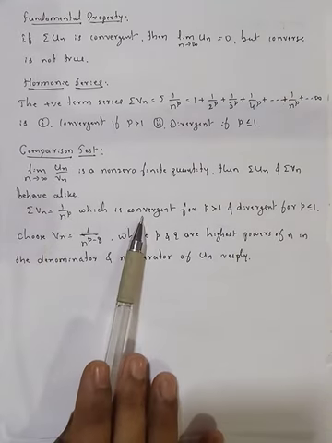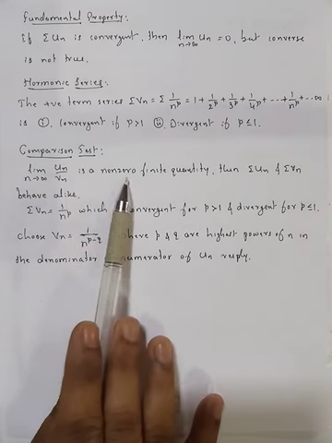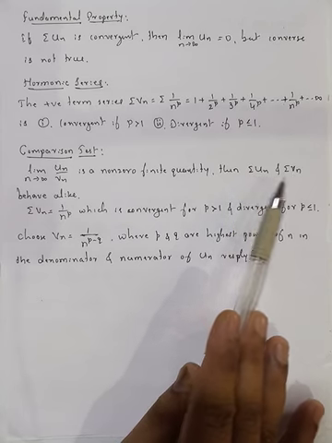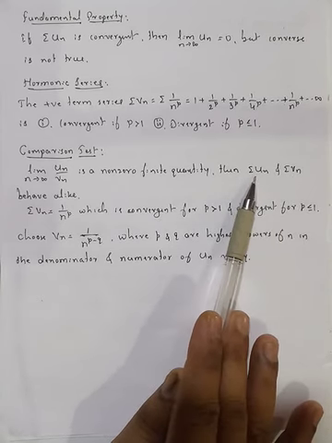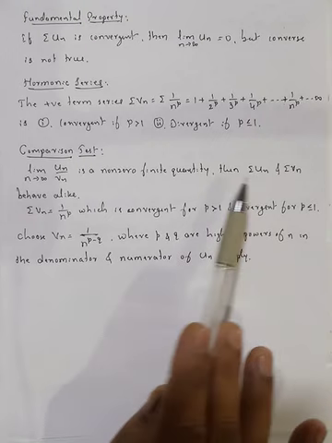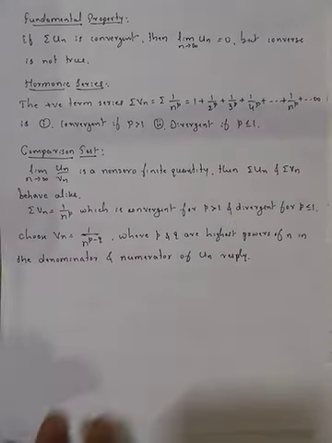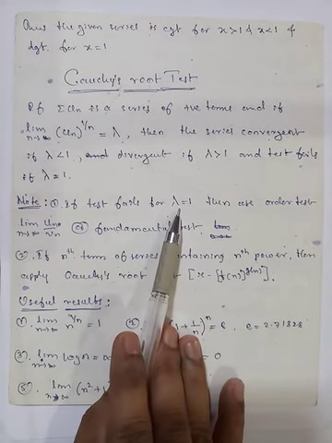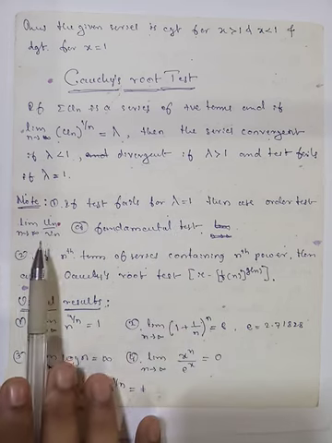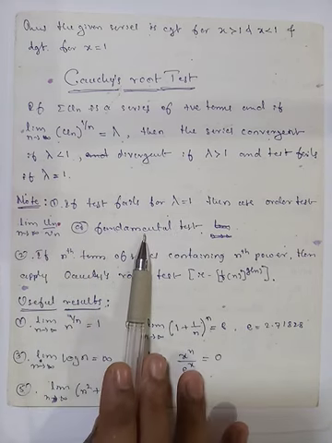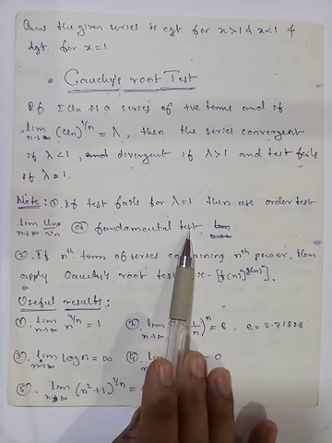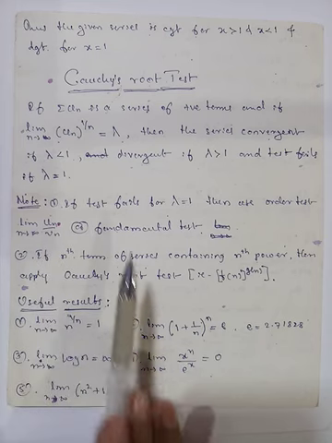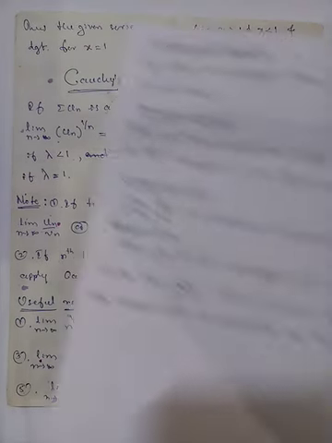If summation vn is convergent, then by this comparison test, summation un is also convergent. If summation vn is divergent, then summation un is also divergent. This is what we call the comparison test. So when the test fails, meaning when the lambda value is 1, then we apply the comparison test or the fundamental test. We apply either one, the comparison test or the fundamental test. Then what is this fundamental test?